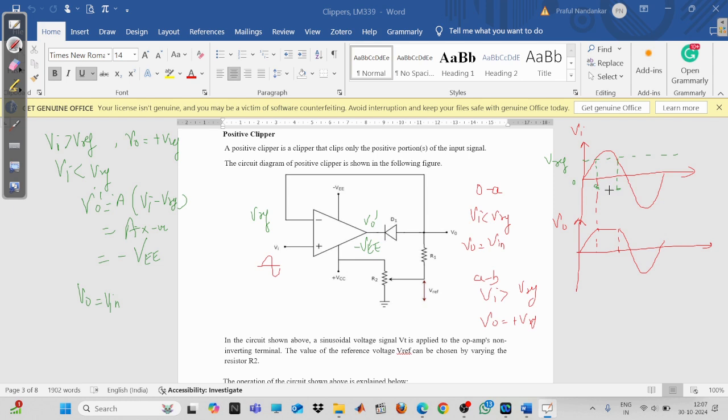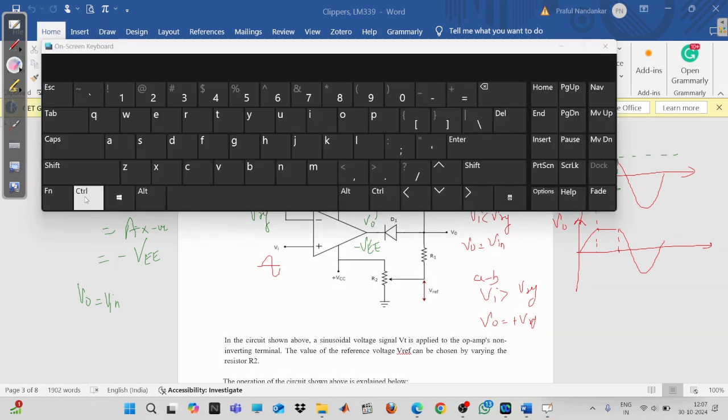So now after analysis of this, you are going to understand that the positive clipper is going to clip the positive portion of the input signal. So in this way, you can create or design a positive clipper. Now similarly, you can go for a negative clipper. I will not go into that much detail because the concept has already been explained to you.